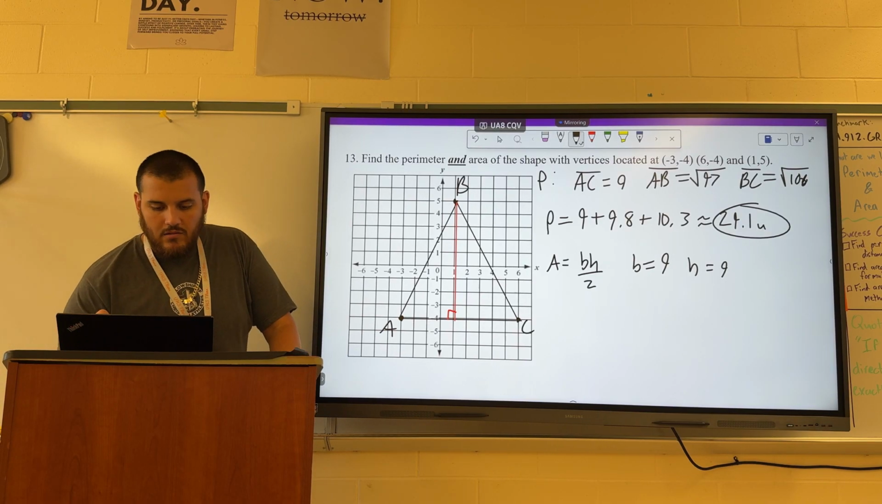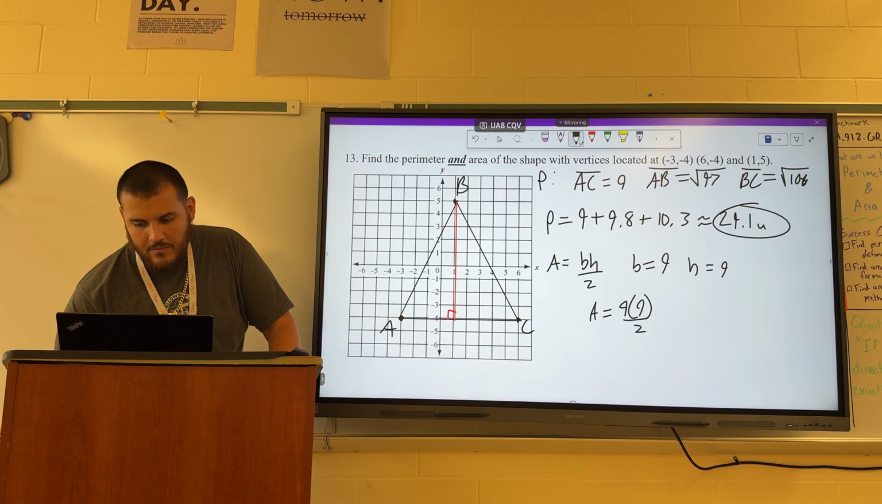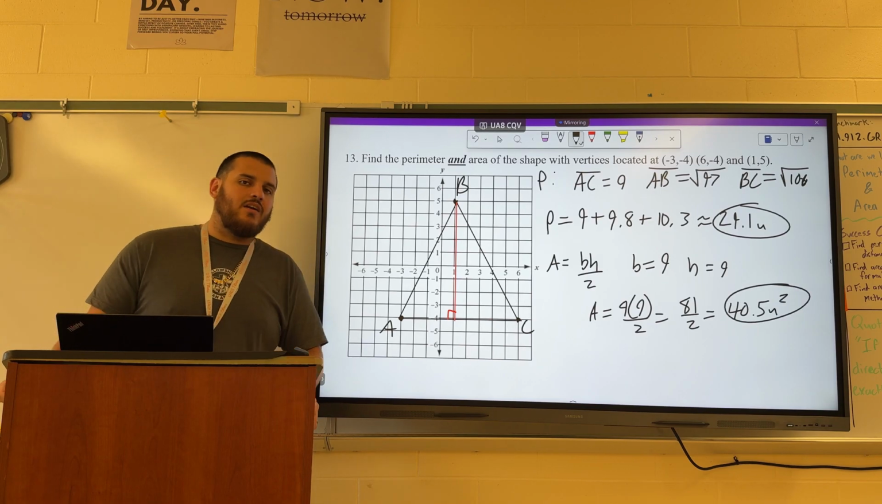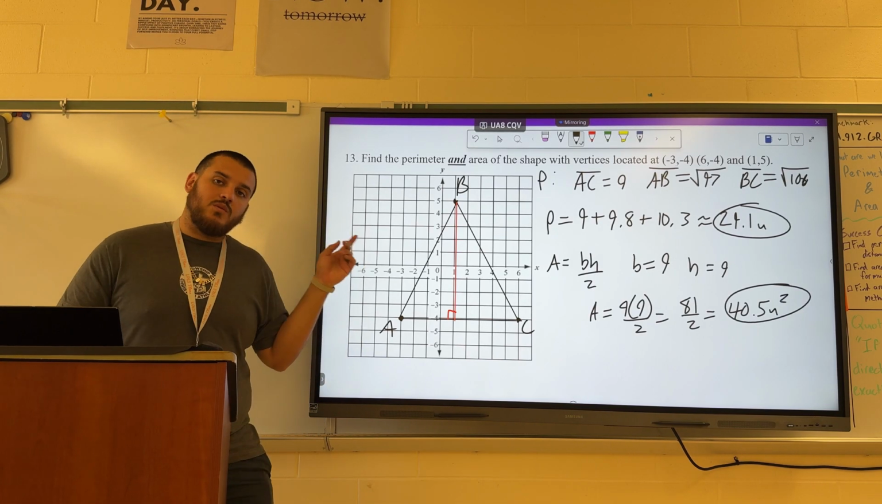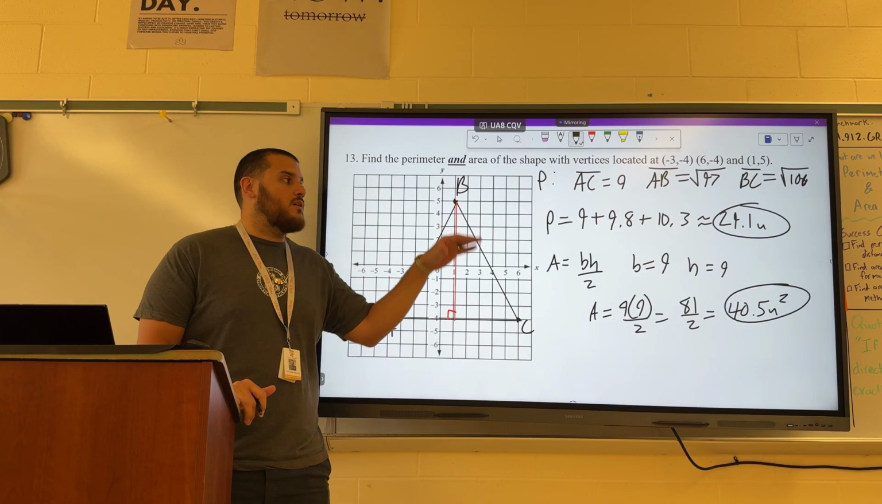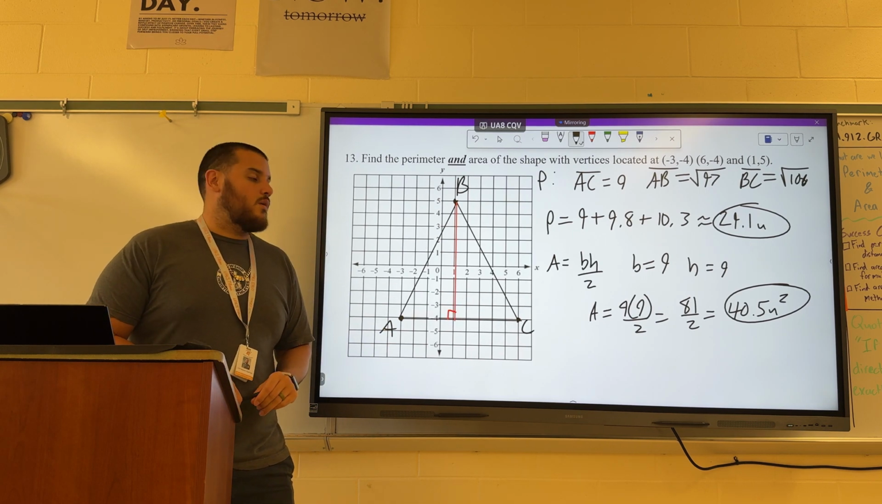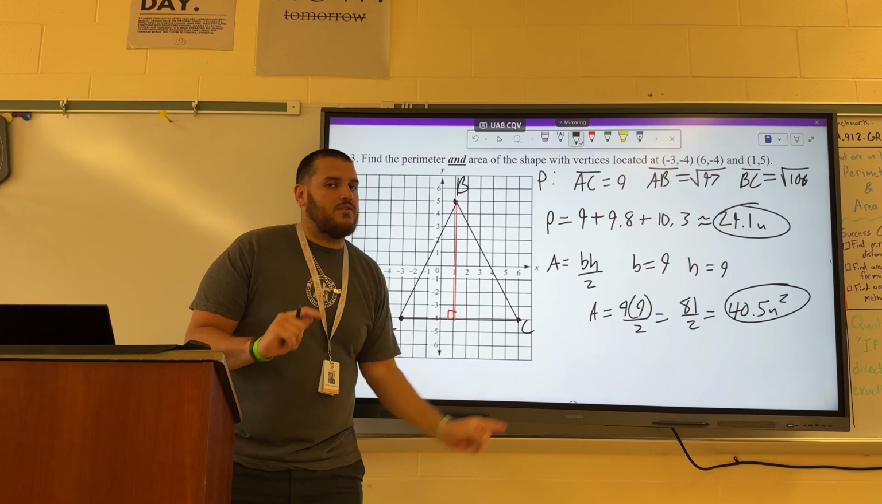And I can now calculate my area by doing that base of 9 times the height of 9 divided by 2. 9 times 9 is 81. 81 divided by 2 will give us 40.5 units squared for the area of the triangle. These problems will take a long time on the test. Make sure that we're prepared by knowing our formulas and knowing how to use the distance formula, knowing how to use our triangle formula. By the way, area of a triangle is not on the reference sheet for the test.